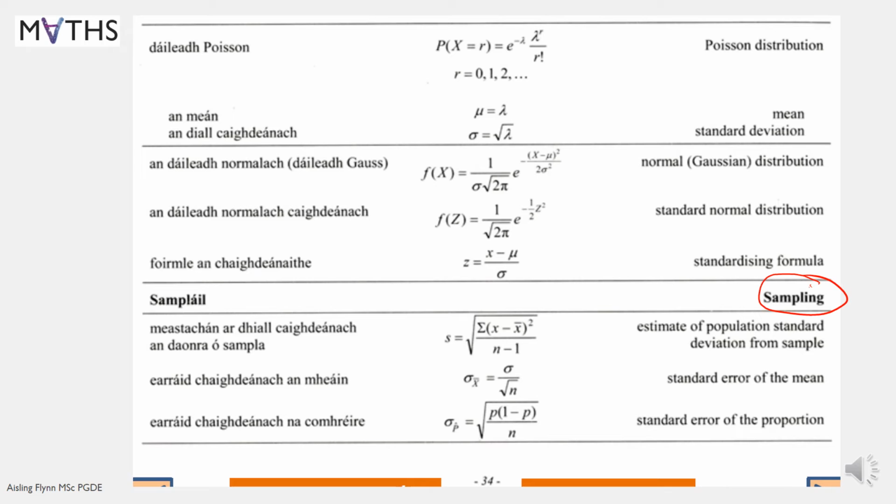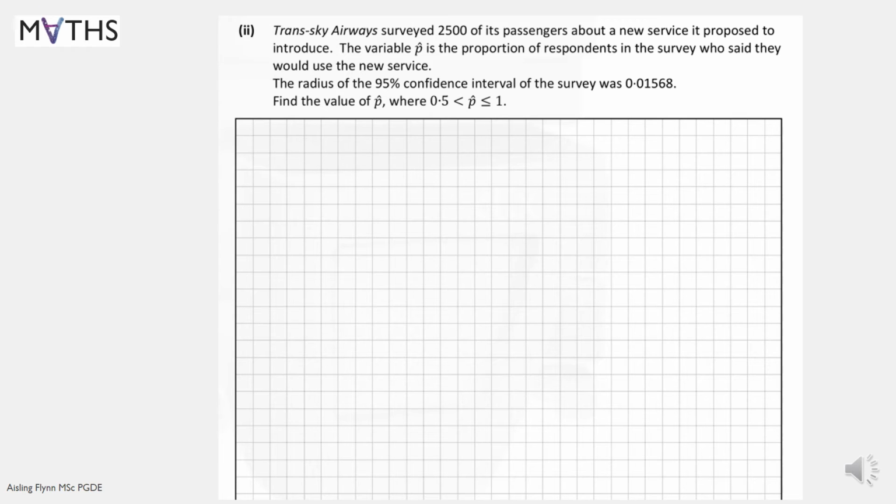So we look to the sampling section of this page, and the standard error of the proportion is given here, although that's not what we use. But it tells me which version of the error I should use. Okay, so it's the one that involves P. If I go to the next slide, we'll write down what we've learned to use as the margin of error.